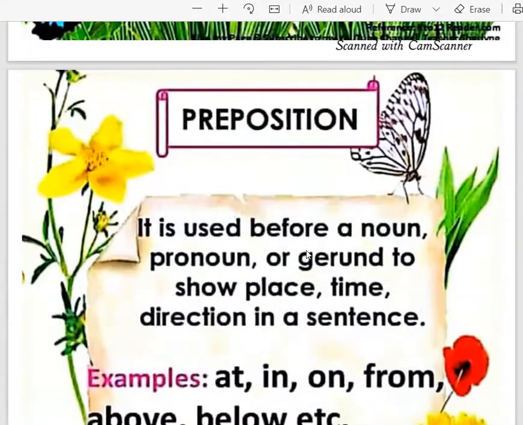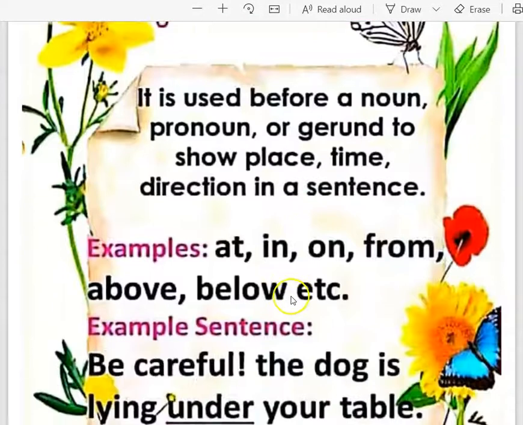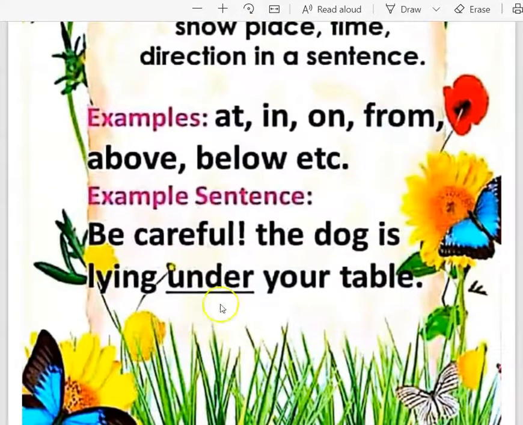So the next one is preposition. It is used before a noun or a pronoun or a gerund to show the place, time, direction in a sentence. Now the preposition means the position. Okay, the place of the noun, pronoun, or the gerund. Okay, for example, it's at, in, on, from, above, below. Any placing word is called as a preposition. Be careful, the dog is lying under your table. Where is the dog lying? The dog is lying under the table.